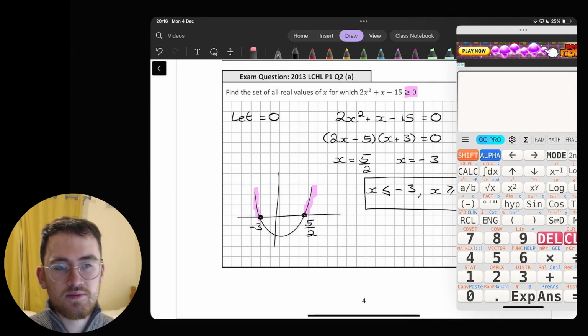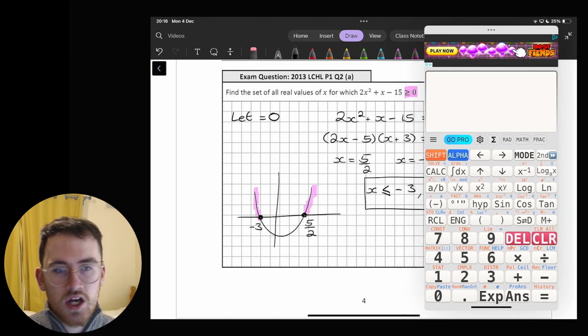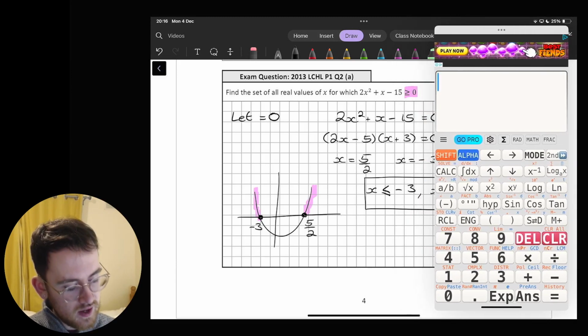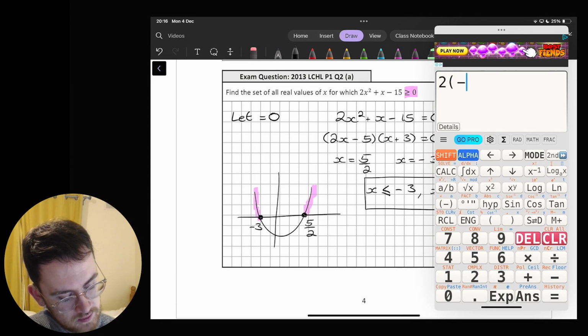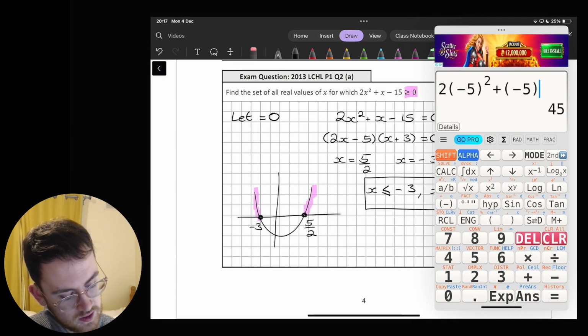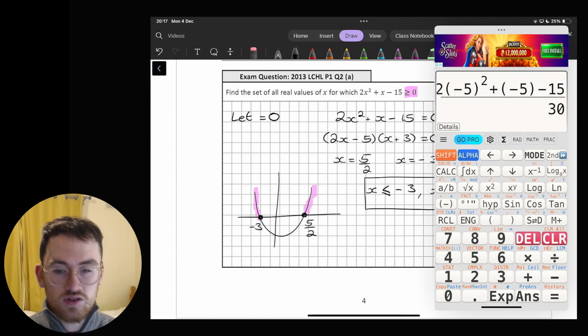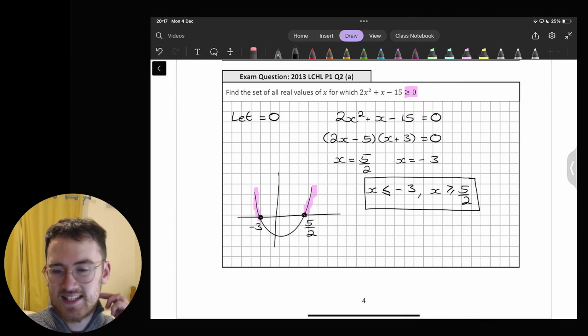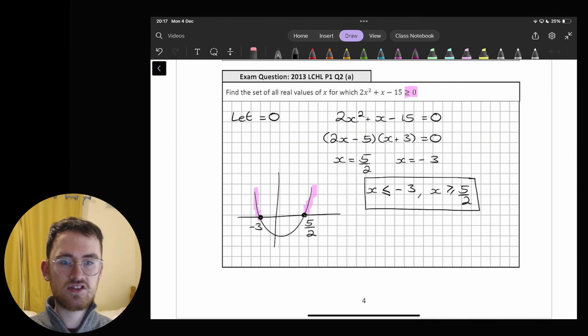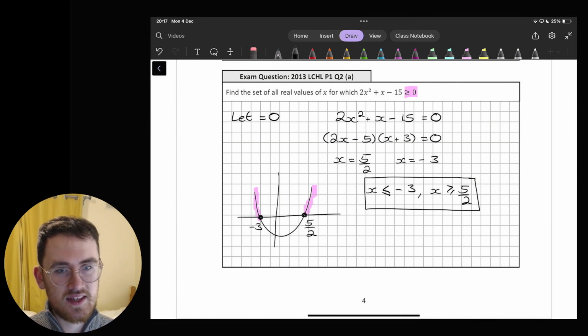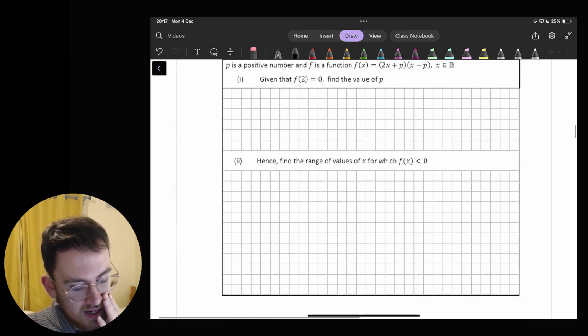Well, I've said that if something is less than -3, it should work. So let's try one. Let's try -5. So we type in 2 times -5 squared plus -5 minus 15, and I get an answer of 30, which is greater than 0. So that suggests to me that yes, I have done something correctly here. So it is again possible to check your answers here. Just pick a value within your solution set and sub it into your function and see, does it satisfy the inequality there.